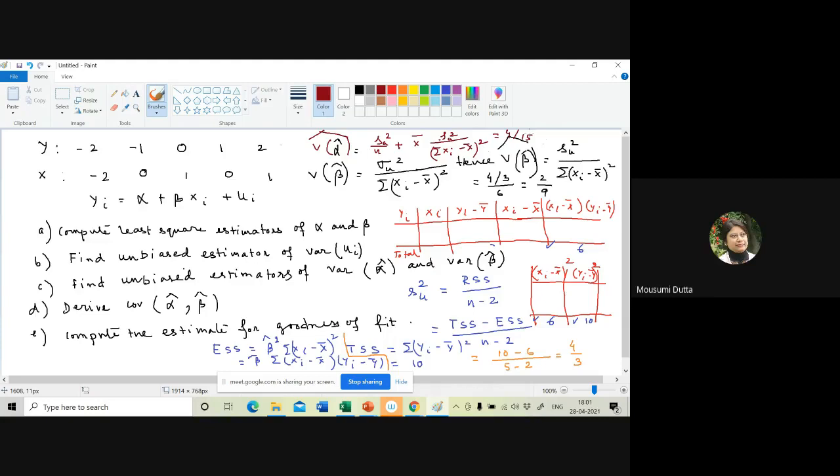Next, I need the formula for covariance of alpha hat and beta hat.